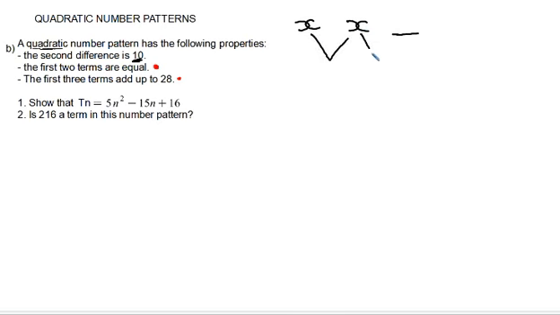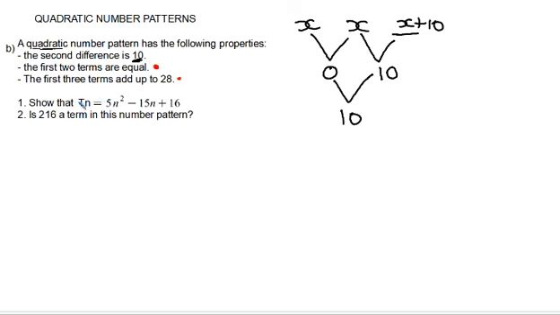This is a quadratic number pattern, so we can just do what we are used to when dealing with quadratic number patterns. We want the first line of differences, x minus x. This is a 0 here, and then we are told that the second line of difference, which is constant, is 10. So we have a 10 here, so we can determine this one. 0 plus 10, so it means this is a 10. x plus 10, so here we have x plus 10. So we have the first term, the second term, and the third term. So we have our quadratic pattern now, though it's made up of unknowns.